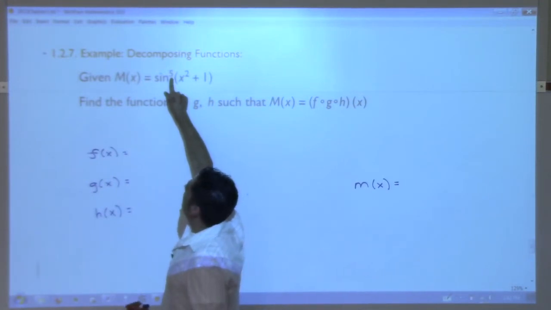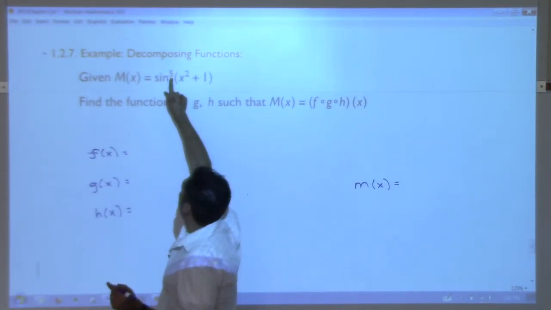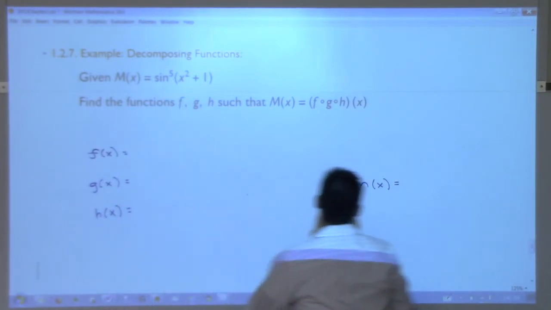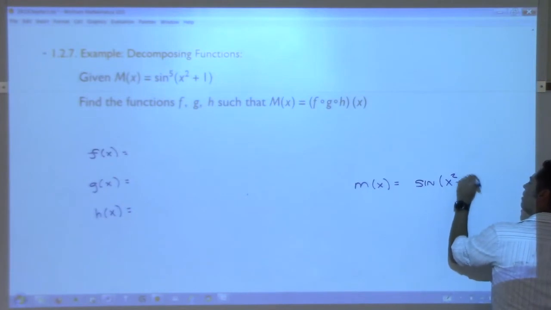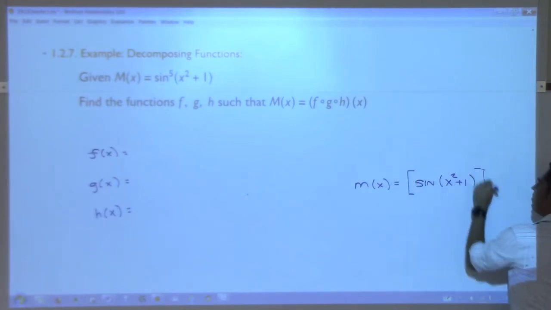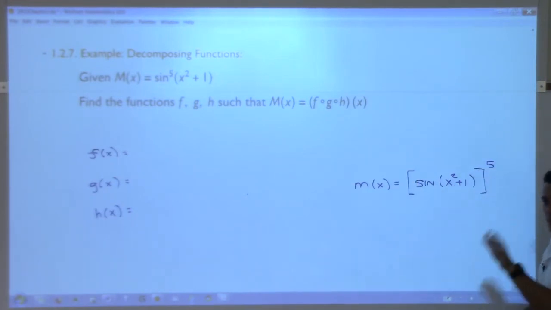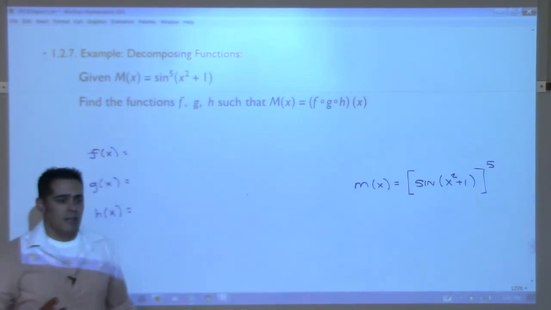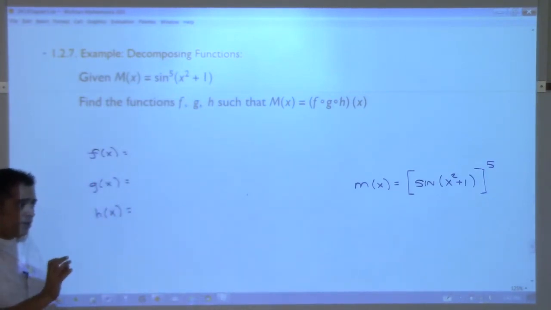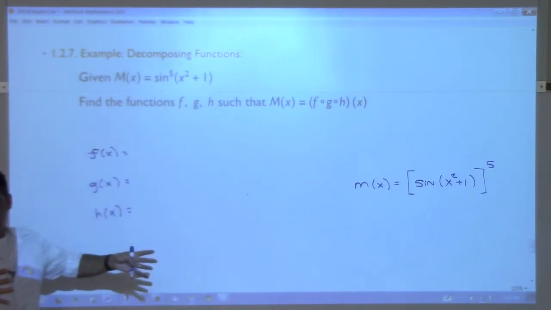You're confirming with me that that fifth power actually means sine of x squared plus 1, all of that to the fifth power. Yes, that is correct. And that's what I want to make sure everybody understands here. When you see this exponent, what that really means is you would have to do the sine first, then you would raise it to the fifth power.